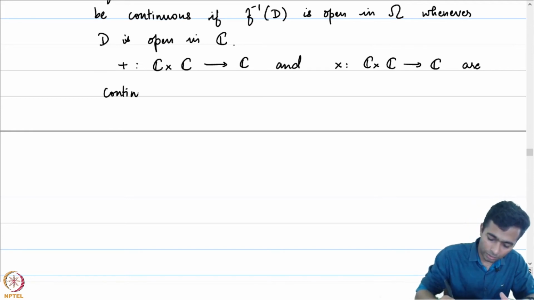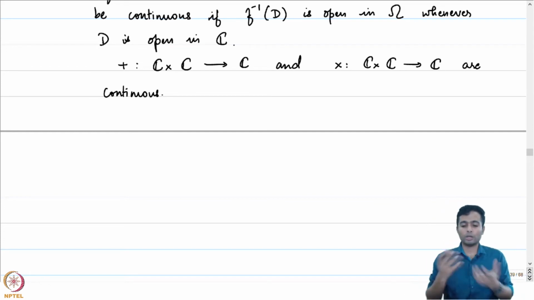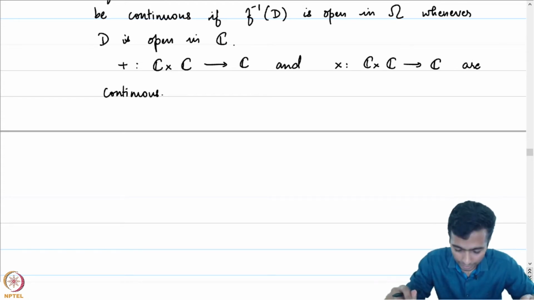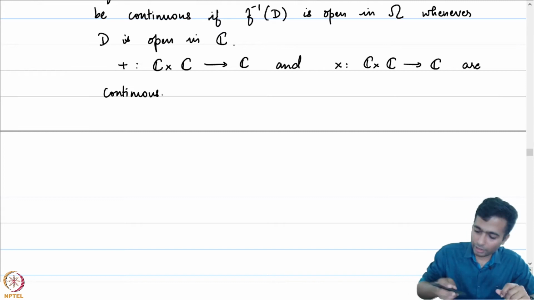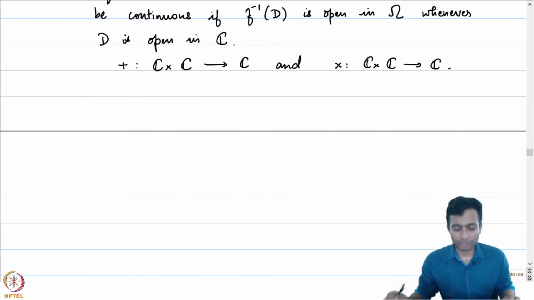So what is the meaning of this being continuous? Here on C cross C, you look at open sets consisting of the collection of the topology generated by all collections of the type U cross V. So maybe I'll not elaborate too much on this. Let me just leave it at this and say that these two operations are continuous.